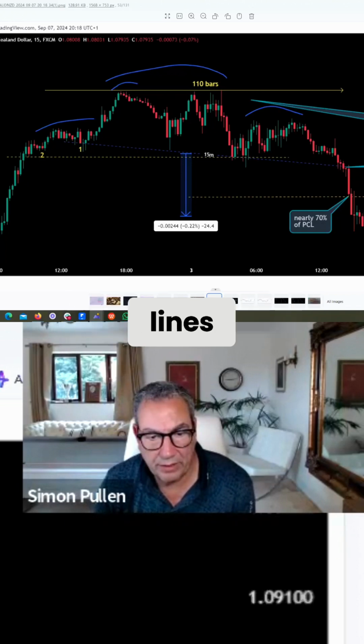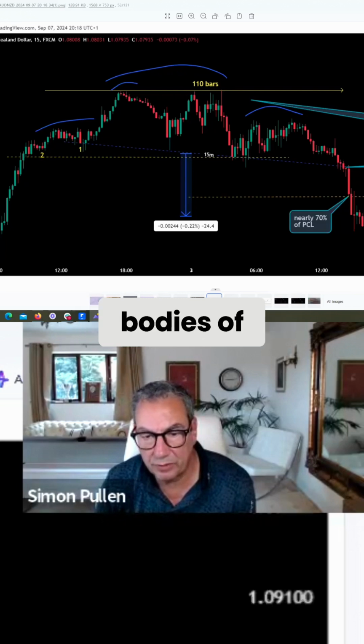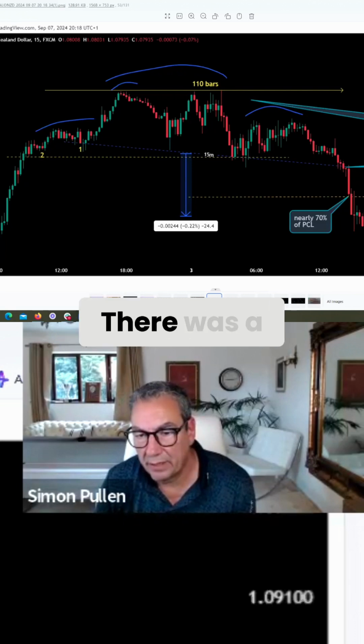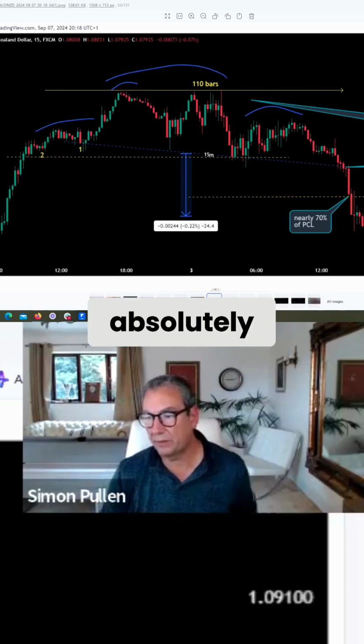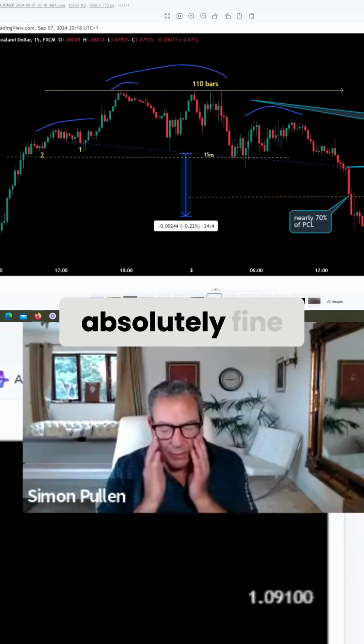While drawing weekly trend lines, is it okay if they pass through the bodies of some candles to connect to the next pivot? There was a discussion in the academy regarding this. Can we have my view on it? Yeah, absolutely. That is absolutely fine.